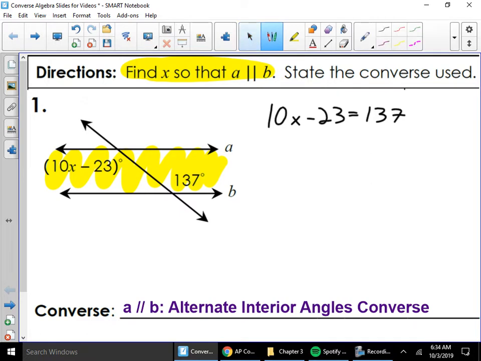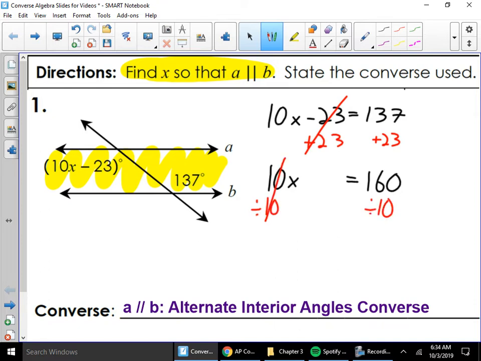It's a two-step equation. We can add 23 to both sides. That'll cancel off on the left, leaving us with just 10x. On the right, 137 plus 23 is 160. One last step, dividing both sides by 10. That will give us that x is 16.